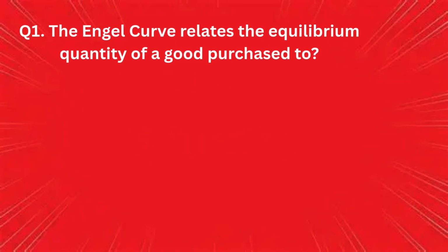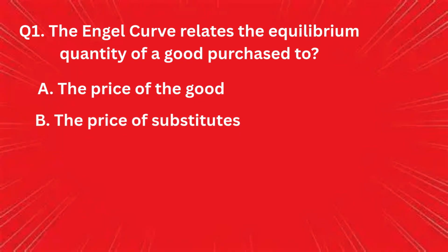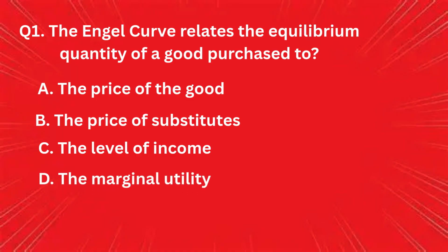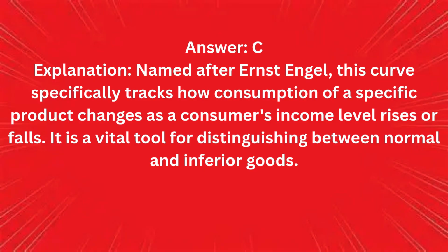1. The Engel curve relates the equilibrium quantity of a good purchased to A. The price of the good. B. The price of substitutes. C. The level of income. D. The marginal utility. Answer: C. Explanation: named after Ernst Engel, this curve specifically tracks how consumption of a specific product changes as a consumer's income level rises or falls. It is a vital tool for distinguishing between normal and inferior goods.